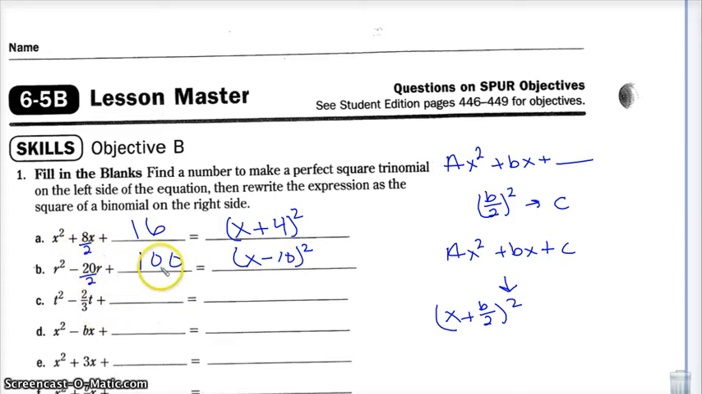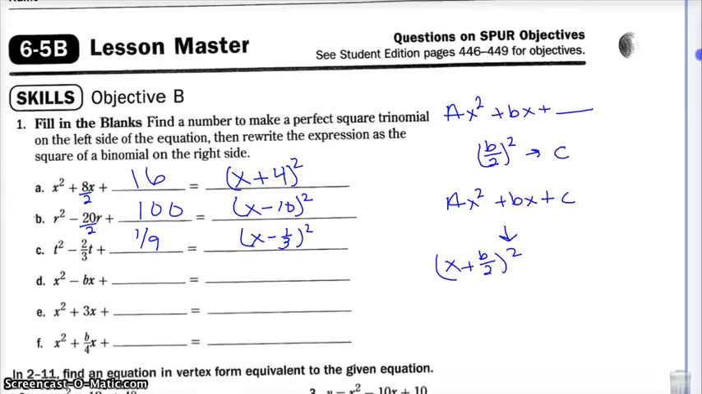One last time, and with a fraction this time, I'm going to take my b value and divide it by 2, which in this case would be 1/3, and then I'll square it, which gives me 1/9. To rewrite this as a binomial squared, it'll be x minus 1/3 squared. Not too bad, right?